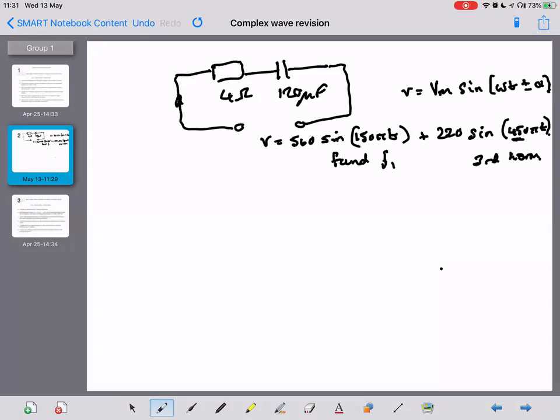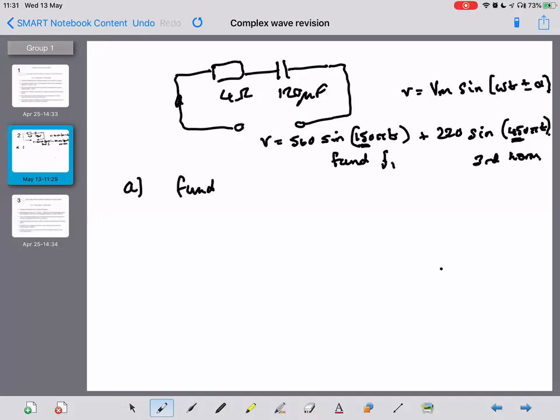So you know that this number here, 150 pi, is the omega for the fundamental. It's omega 1. And this one is omega 3. So the first part, A, says calculate the fundamental and third harmonic frequencies in Hertz.